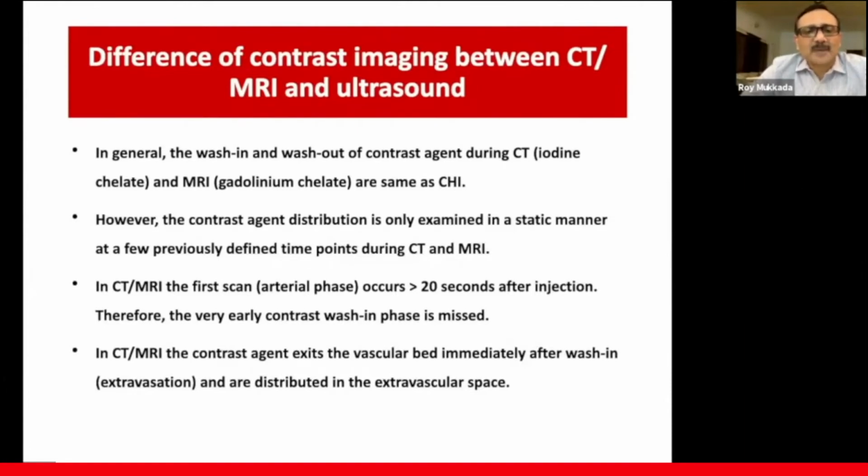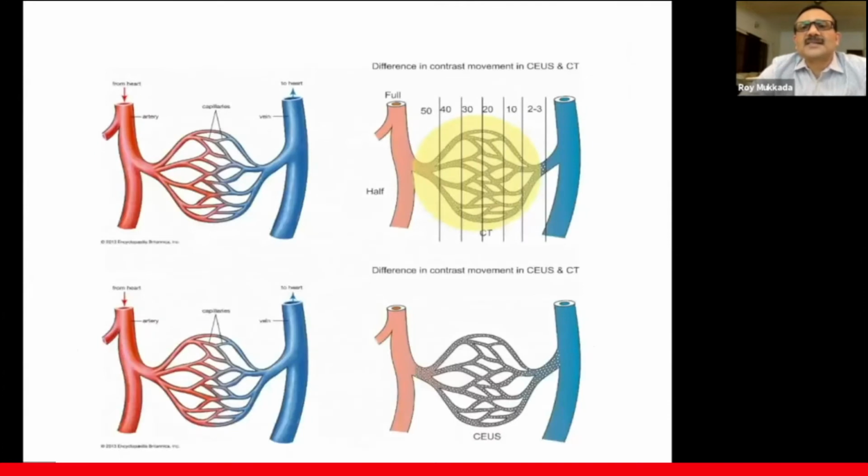So in CT and MRI, the contrast agent exits the vascular bed immediately after washing, that's extravasation, and is distributed in the extravascular space. So this is a picture. You can see in this right hand upper picture that the fill-in phase is lost here, the initial 10 seconds. Whereas in EUS, it's not static, it's actually moving. And the early fill-in is also imaged here.